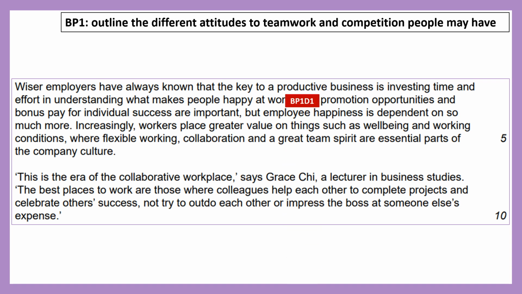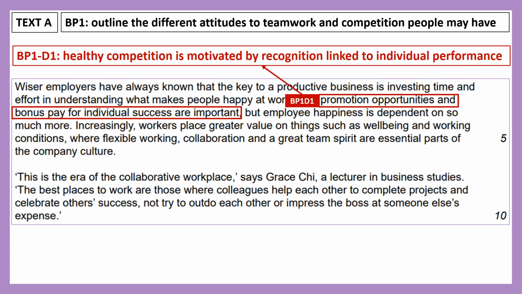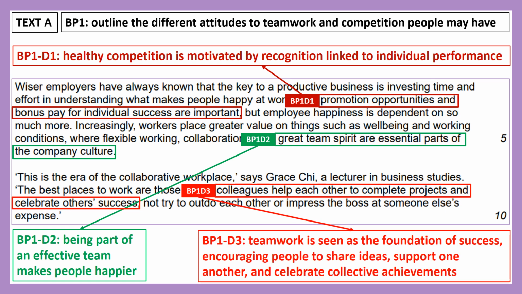Detail 1 from text A, lines 2 and 3 can be analyzed, evaluated, and developed as: healthy competition is motivated by recognition linked to individual performance. Detail 2 from lines 5 and 6 can be developed as: being part of an effective team makes people happier. Detail 3 from lines 8 and 9 can be developed as: teamwork is seen as the foundation of success, encouraging people to share ideas, support one another, and celebrate collective achievements.